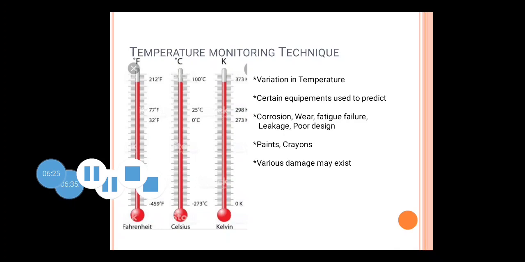In the surface temperature monitoring method, paints and crayons are used which change color at a certain temperature as the temperature rises. The color of that system may vary, and with the help of that change only we can identify that some type of defect may be existing. In a few cases non-contact radiation can be used, and various types of defects that energy can detect by temperature monitoring are given below.